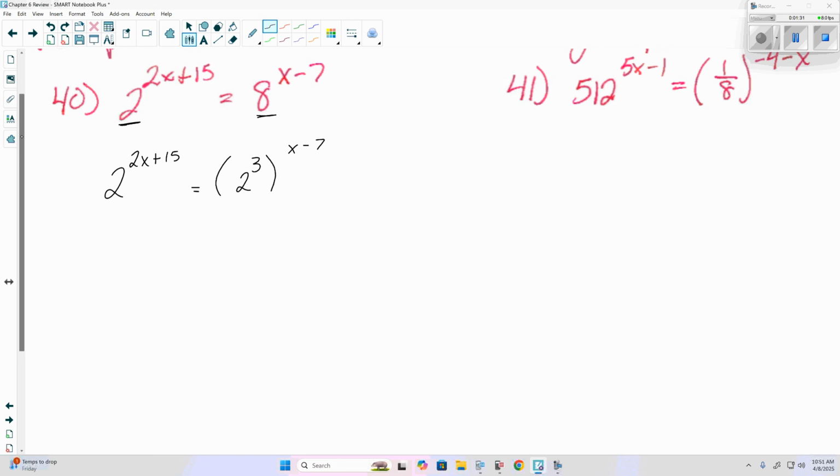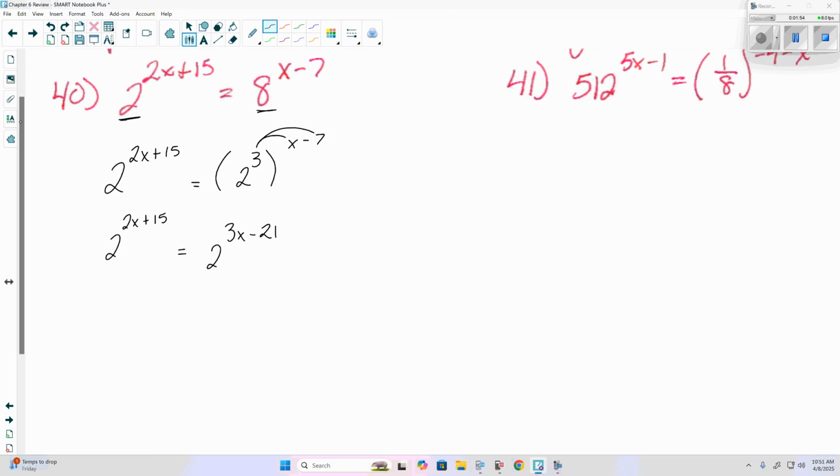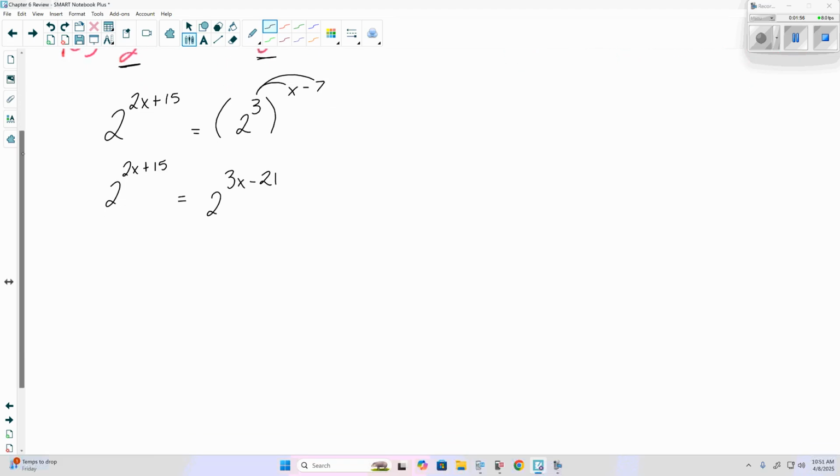Questions on this so far? Because we needed the base to be the same. One of them is 2, it can't be simplified, so we just need to get 8 to be 2 to a power. Works out to be 2 to the third. Powers of powers multiply. 3 times x is 3x. 3 times 7 is 21.